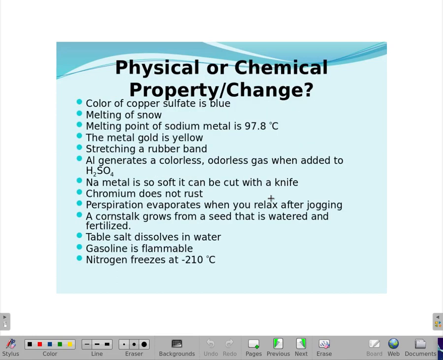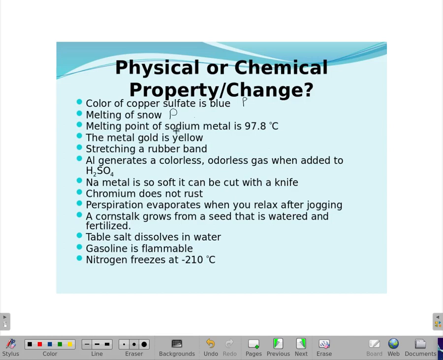So we're going to look at some examples of various different things and ask if they're physical or chemical changes. All right, so the color of copper sulfate is blue. Interesting, because copper has got a copper color. Copper sulfate, turns out it's blue. But it is just a definition of a color. That is a physical property. Melting of snow. Got to be physical simply because it is a temperature change. It's something to do with temperature.